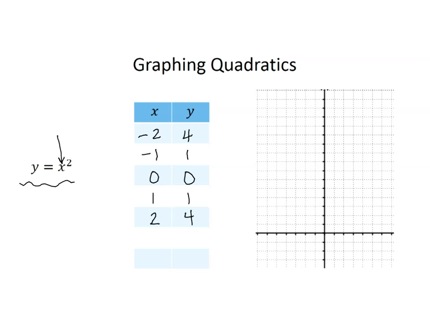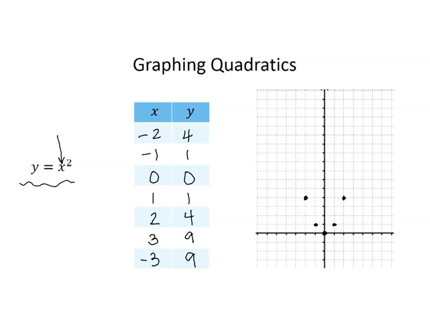When I plot these points, I get, here's 0, 0, here's 1, 1, and here's 2, 4, and here's -1, 1, and -2, 4. And I could even do 2 more. Let's do 3 and -3. I would get 9 for both of those.